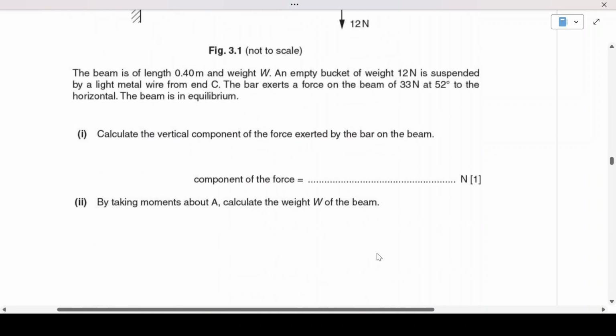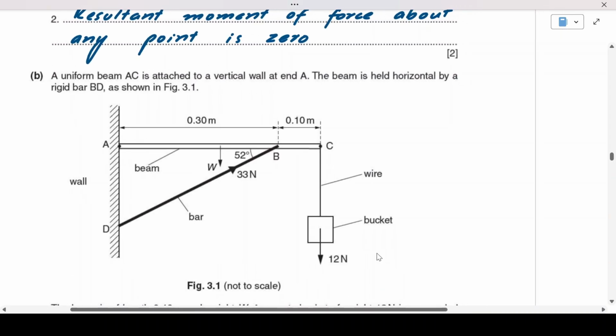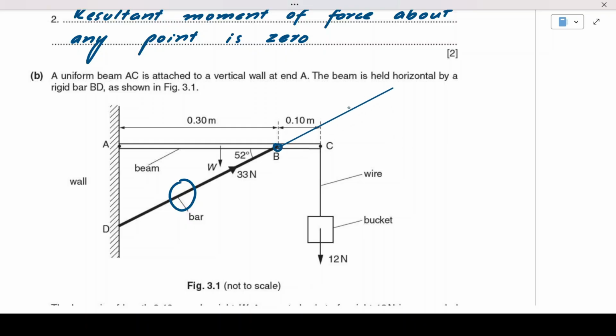Calculate the vertical component of the force exerted by the bar on the beam. Okay, force exerted by the bar on the beam. This is a force exerted by the bar on the beam. I can also draw it over here, the same force, 33 Newton, and the angle, this angle would remain the same, 52. Okay, just for convenience, I've drawn the force over there. The point of application of force is same. The force is being applied at the point B. It is 33 Newton, and the angle with the horizontal is 52.